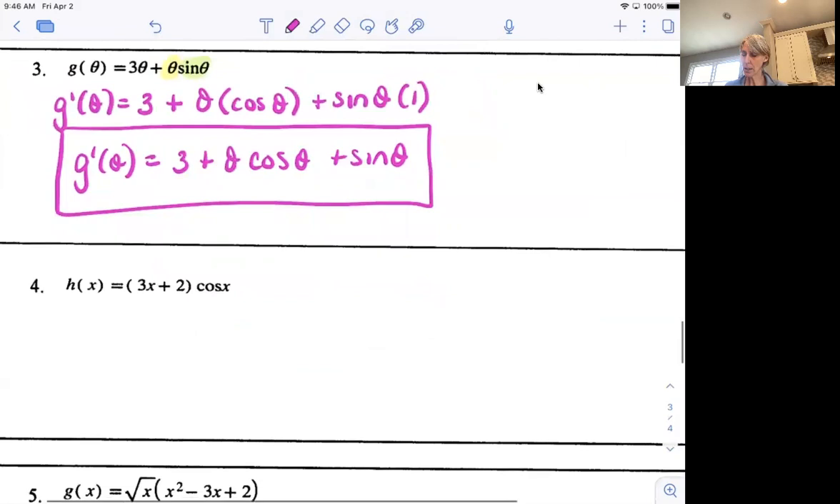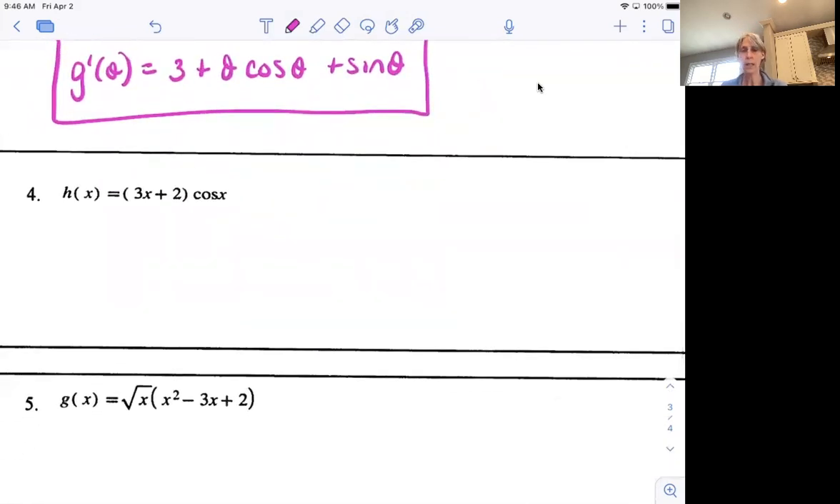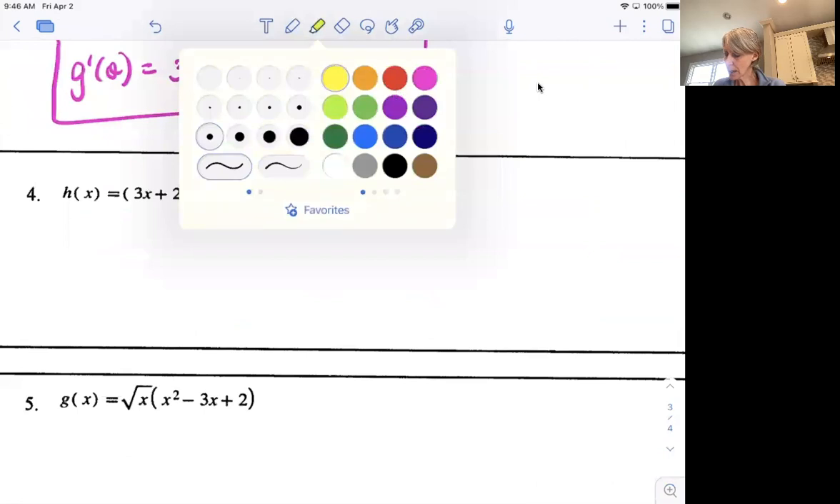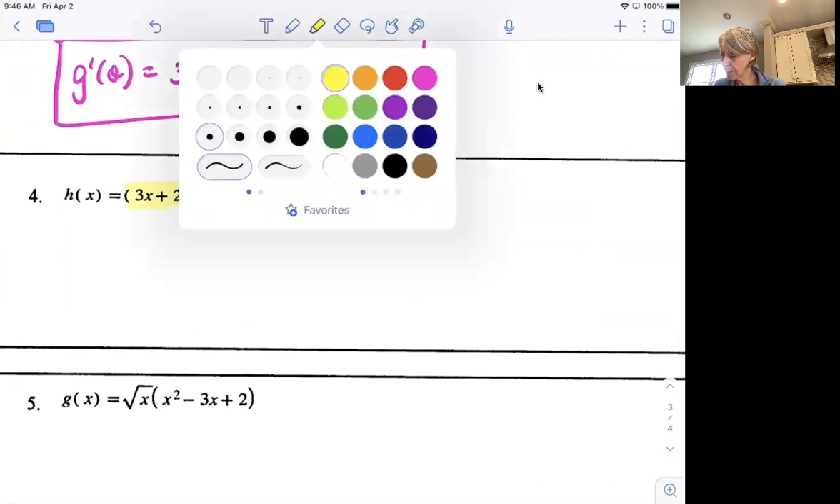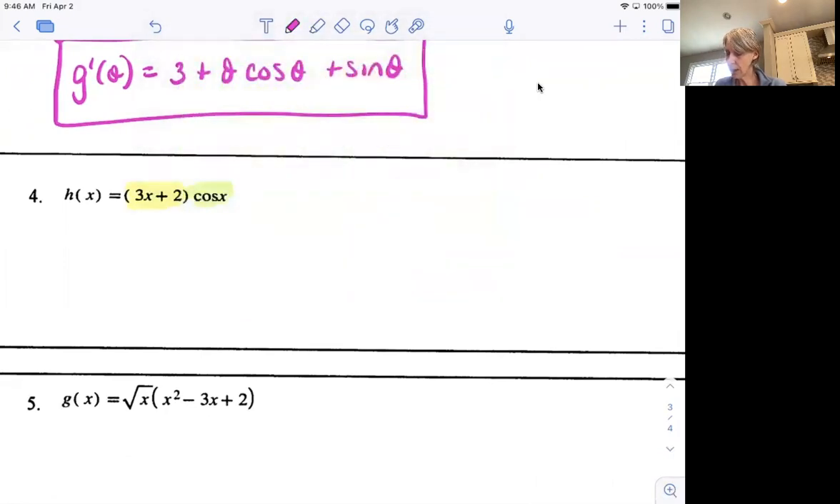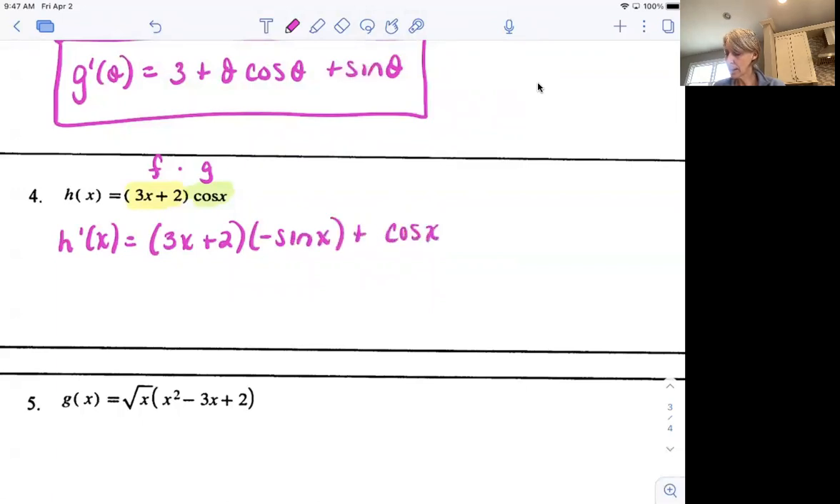In our next example, I have h of x equals 3x plus 2 times the cosine x. Okay. So here's one function. Here's my other function, right? F times g. First times the derivative of the second plus the second times the derivative of the first.